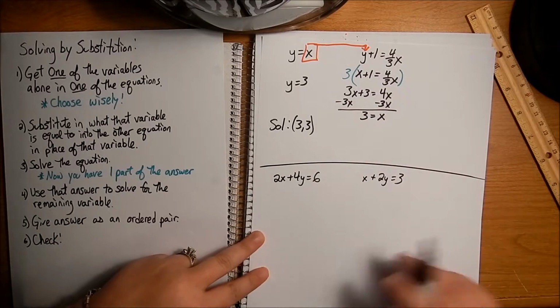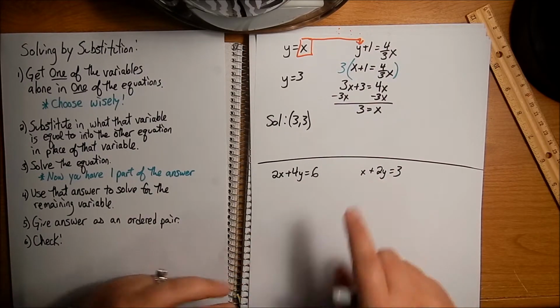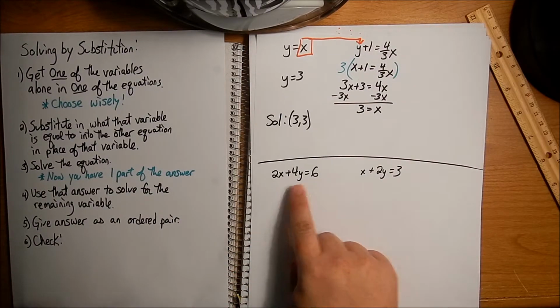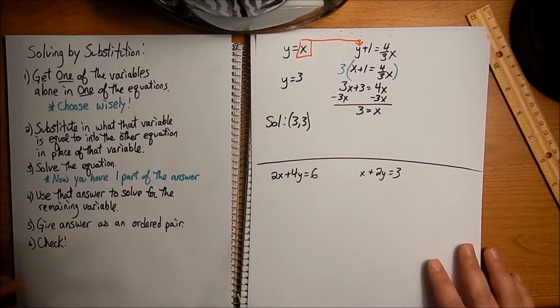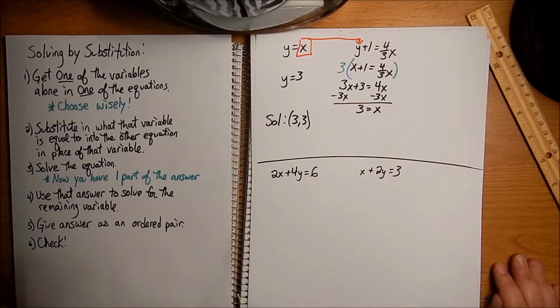Just draw a line here. Now, in this one, neither of these are alone. But remember what we said about choosing wisely. There's one variable in one of these equations that's going to be much easier to get by itself than the others. Can you pick it?